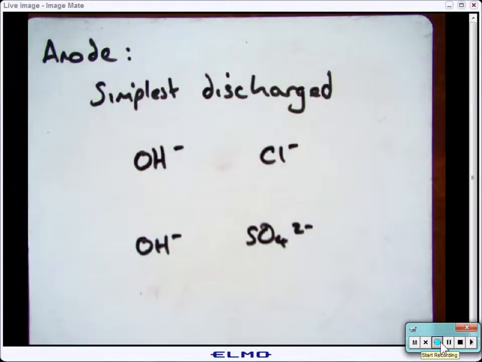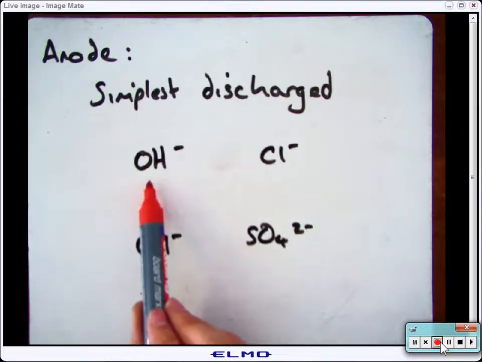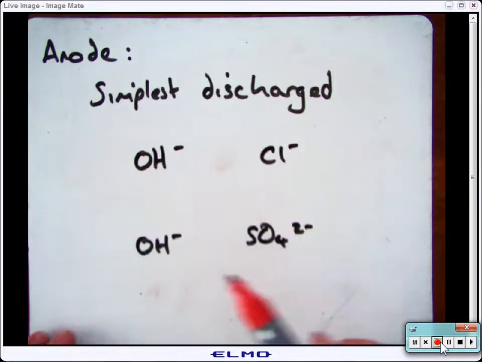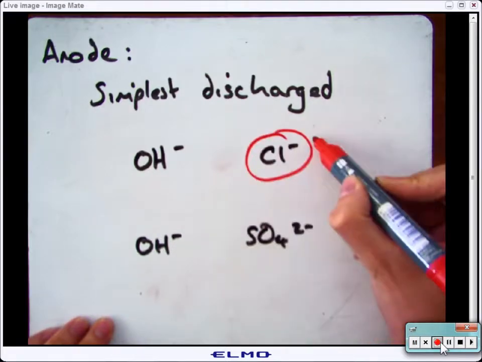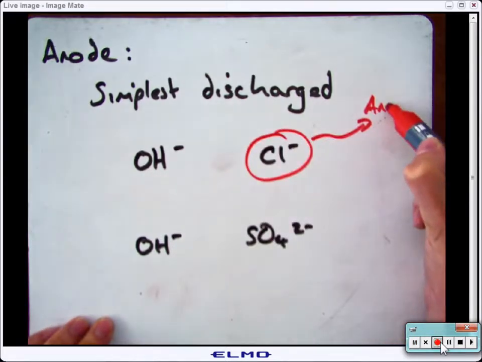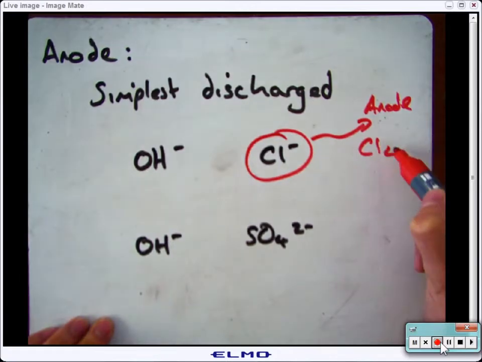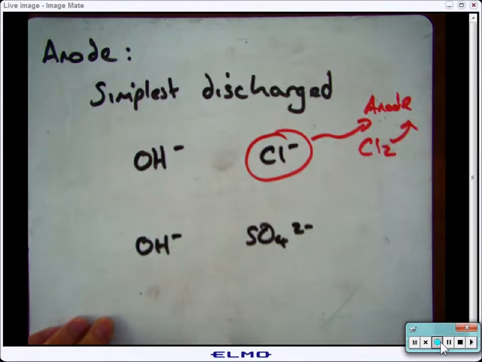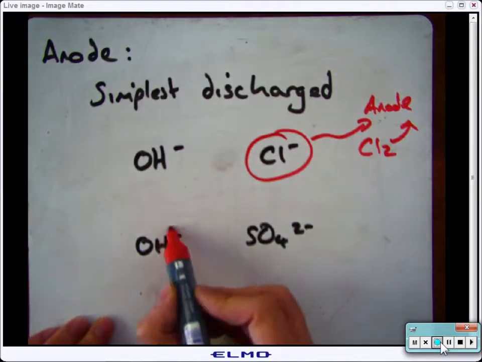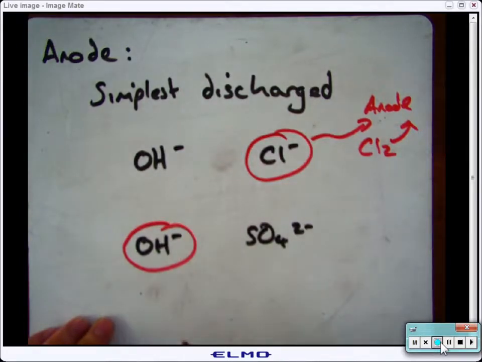So at the anode, the simplest molecule is discharged. So out of these two here, hydroxide and chlorine ions, the chlorine is the simplest, so that will go to the anode, turn back into Cl2, the gas, and disappear off. Out of these two, the hydroxide is the simplest ion, so that one will go to the anode, leaving the sulfate in solution, and in this case leaving the hydroxide in solution.